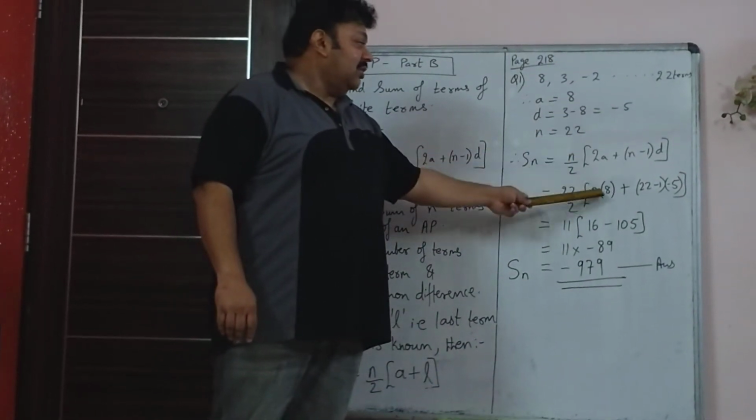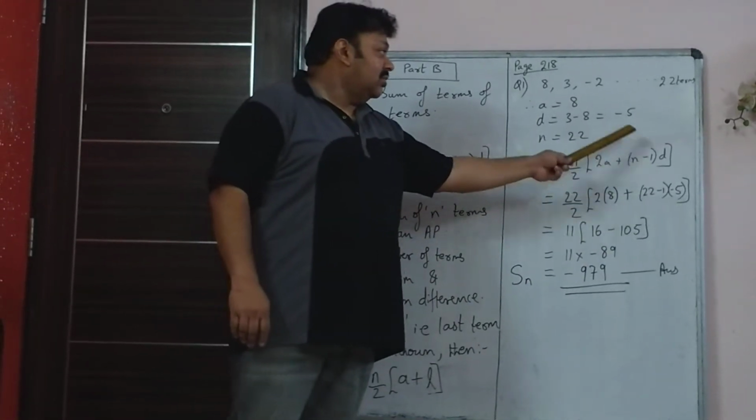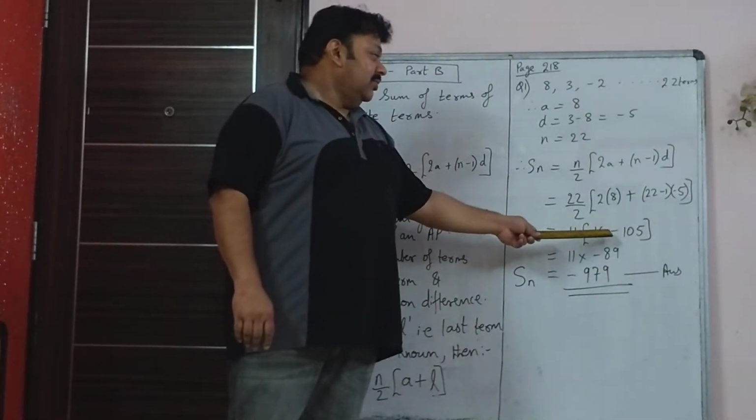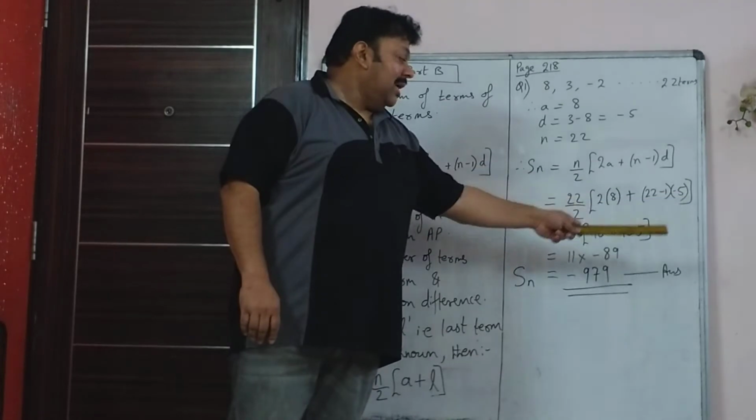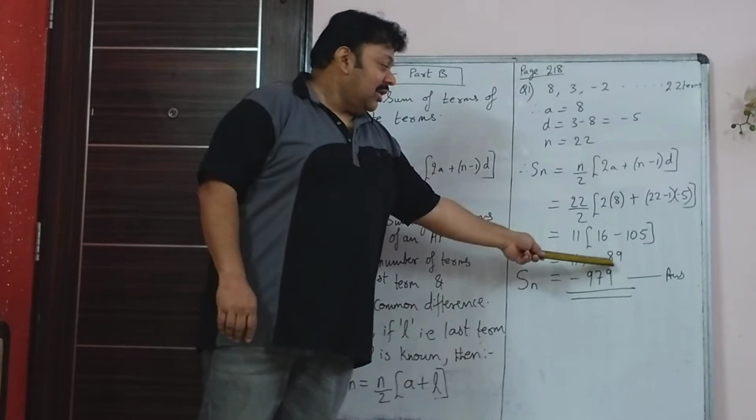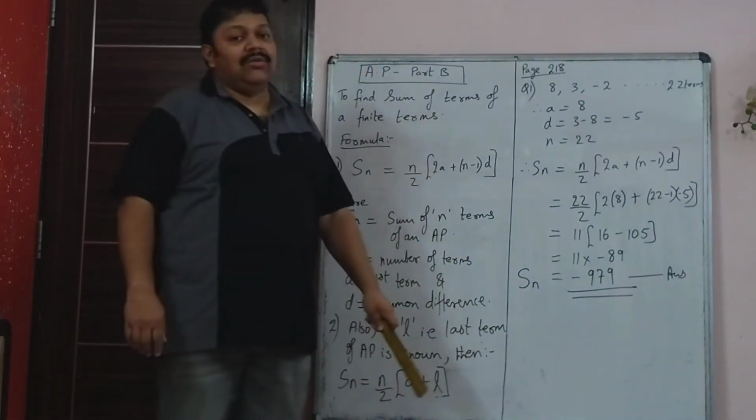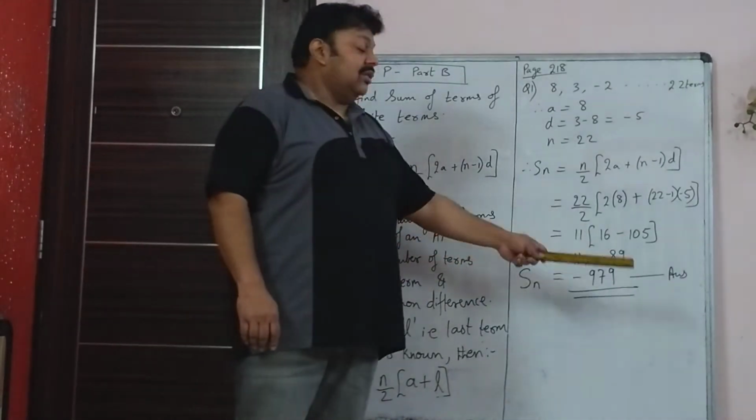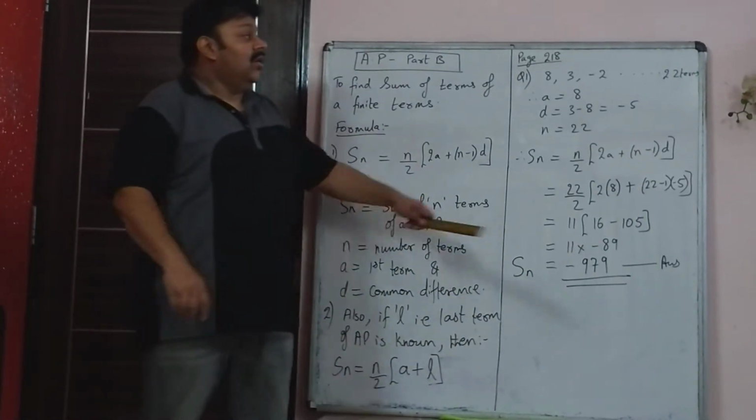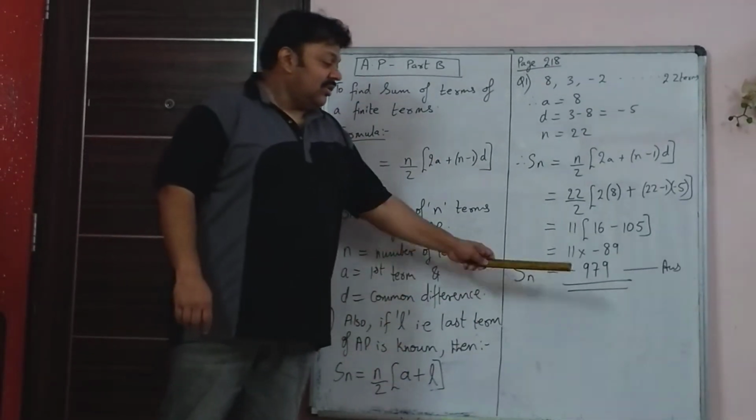So the sum of n terms is n/2 [2a + (n - 1)d], and n is 22. 22 by 2, times 2 times a, which is 8, plus n minus 1, which is 22 minus 1, and d is minus 5. So from that you will get 11, 16, and this is 21 into minus 5, which is minus 105. So 16 minus 105 is minus 89. When you multiply 11 into that, you get minus 979. So that is the sum of all the terms. All the terms means the sum of 22 terms.